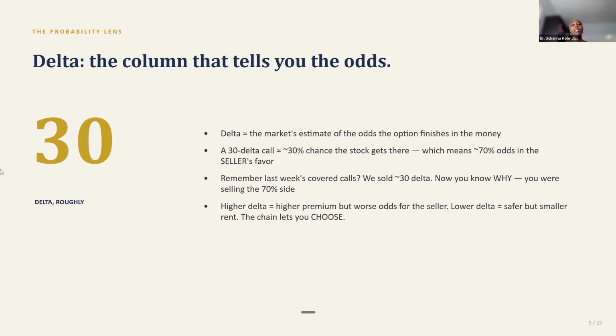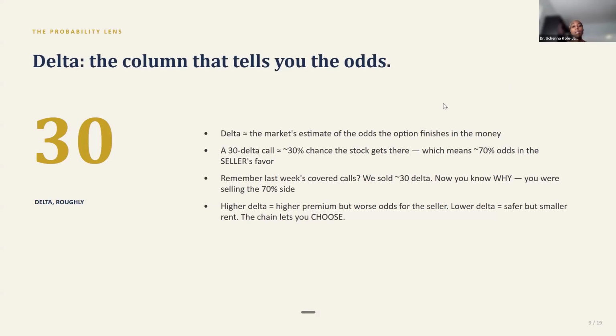The delta is the market estimate of the odds of the option finishing in the money. A 30 delta call has a 30% chance of getting in the money or a 70% chance of staying out of the money, which favors the seller. Last week, with covered calls, we sold 30 deltas. Now you know why: because we were betting on that 70% chance of the option staying out of the money.